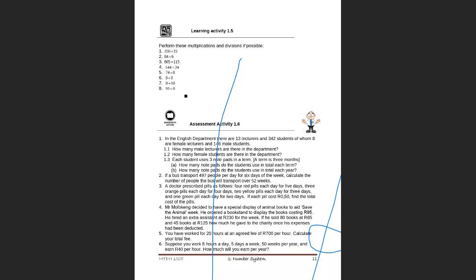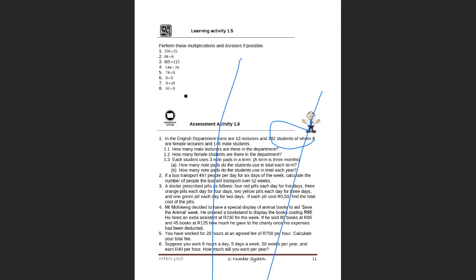If there are 342 students and 146 are male, how many? It's 196. So what you're going to do is take the total number of students, that is 342 students, and then subtract the 146 male students, and the answer will be 196 female students. Yes. Please, I hope that one is clear. Yes, it's clear, sir.